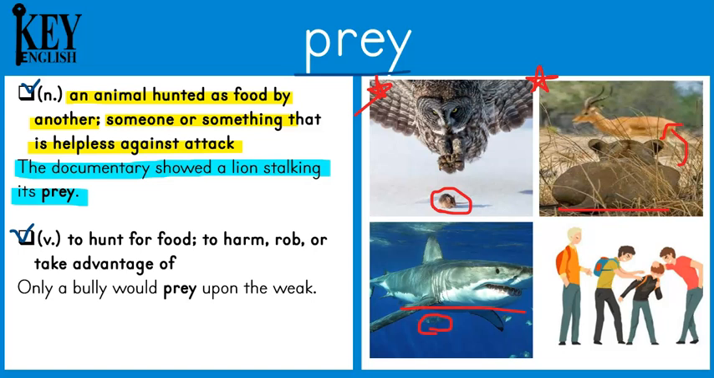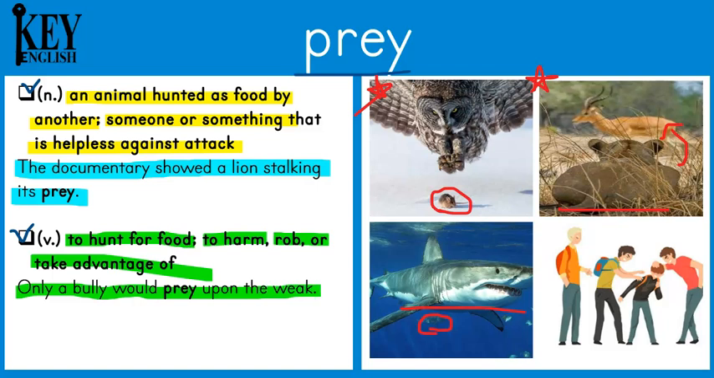So we are doing this action of hunting. Prey as a verb means to hunt for food, to harm, rob, or take advantage of. The example says, "Only a bully would prey upon the weak." So people who are bullies are often attacking those who are weaker than them. So a bully may prey upon someone who seems afraid.